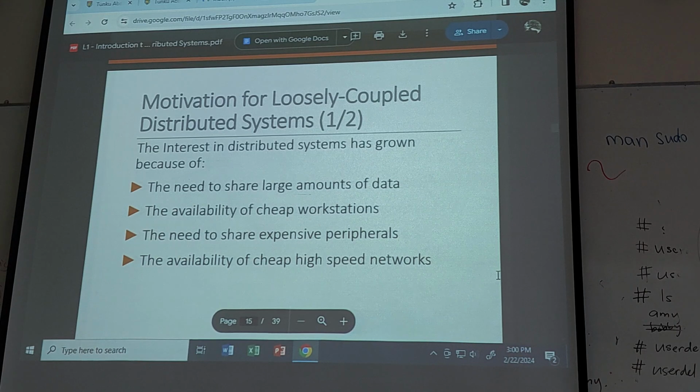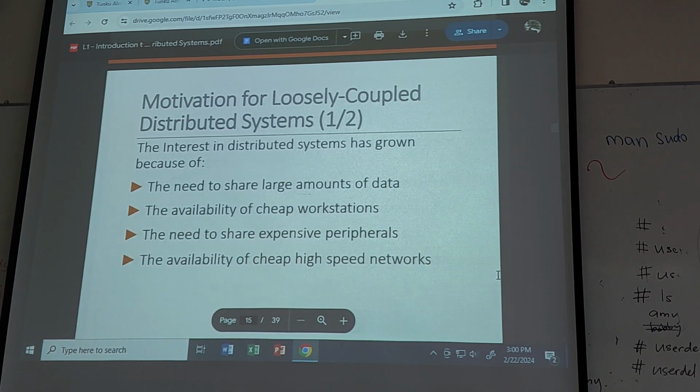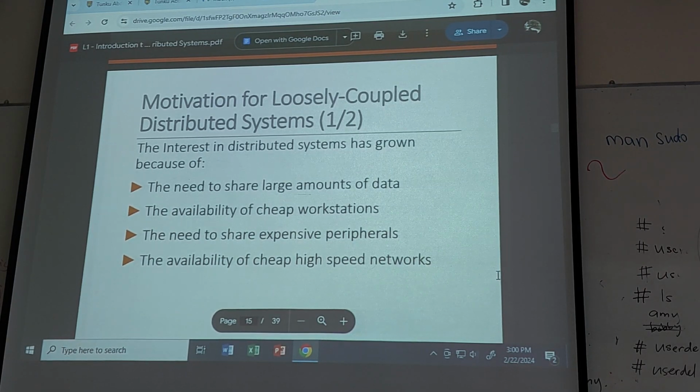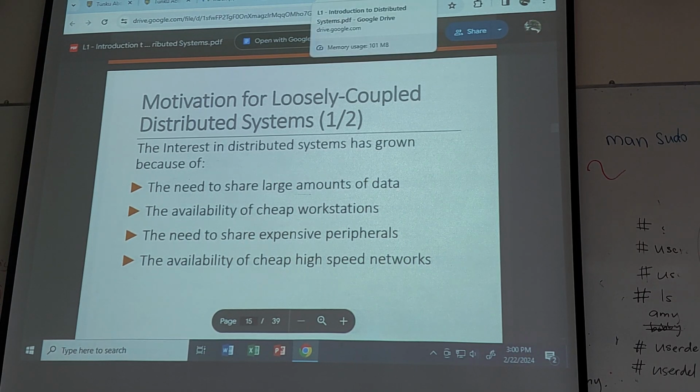One example is Google. Okay, they can buy second-hand hardware from any warehouse that sells at a very cheap price to build a system. Okay, they don't have to go to a specialized company to build an expensive tightly coupled system for you. Okay, and the third one is the need to share expensive peripherals.